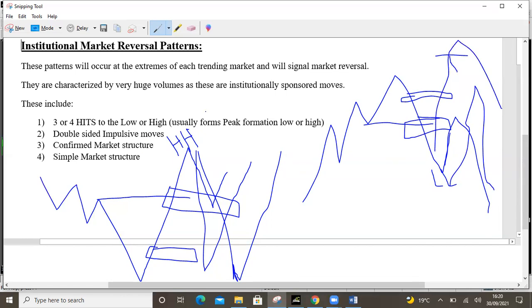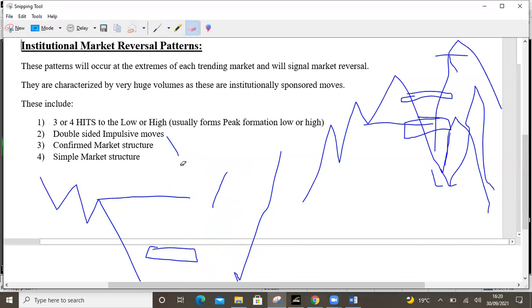Otherwise, you see it on the chart. But basically, that is the market structure. Now, what I want to be very, very clear on is that the difference between confirmed market structure and simple market structure is very, very simple.